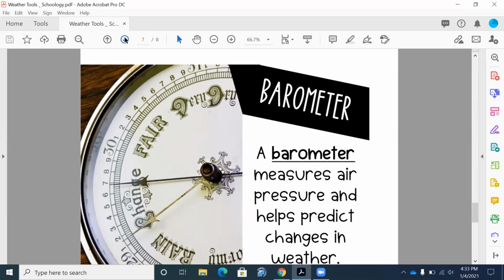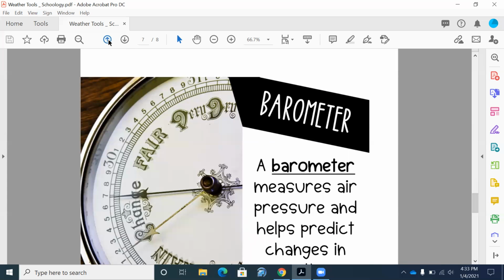All right. Boys and girls, that wraps up the different types of tools that meteorologists use for weather. So these are really cool. And again, you do have a copy of all this in Schoology. So have fun with this activity that you're going to be doing starting on Sunday through the rest of the week. It is not due today, obviously. It will be due the following week.